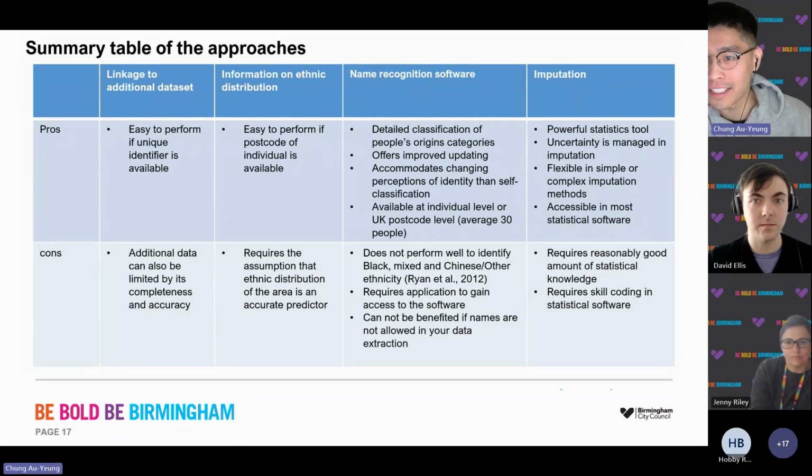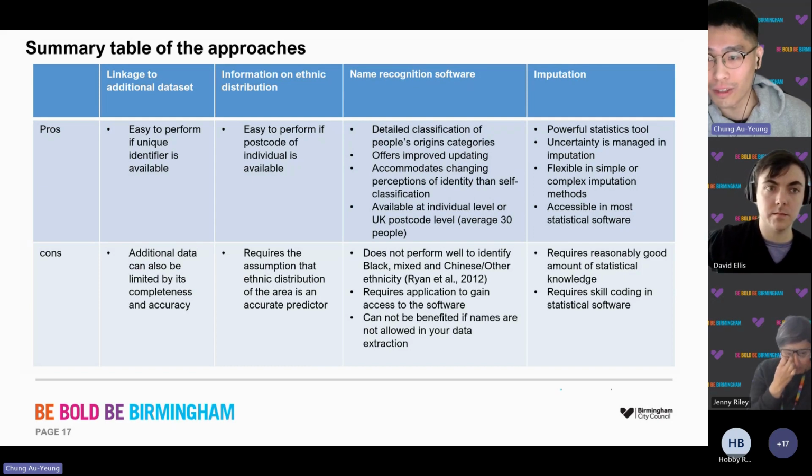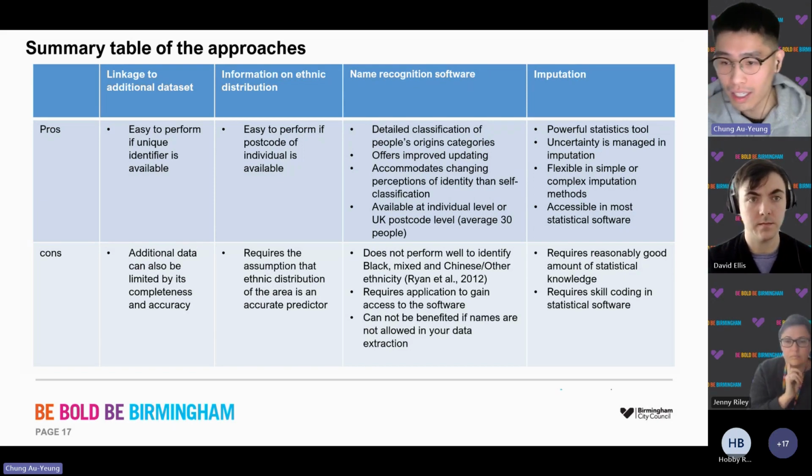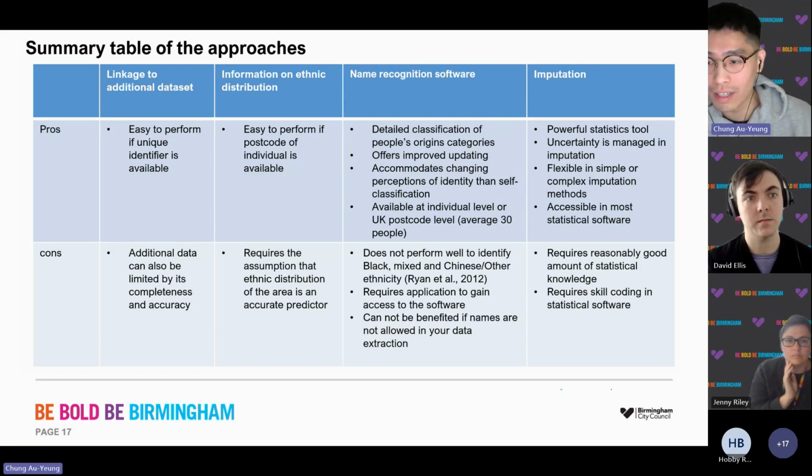And the last is imputation. It is a powerful statistical tool, and uncertainty is managed in imputation as we introduce randomness in each copy of the imputed data sets. It can be flexible, with simple or complex imputation methods. For example, you can use mean or median or mode imputation, but I do not recommend it. It is accessible in most statistical software, such as SPSS and R. It's all available. However, it requires a reasonably good amount of statistical knowledge, and you also need to know how to code in this software.